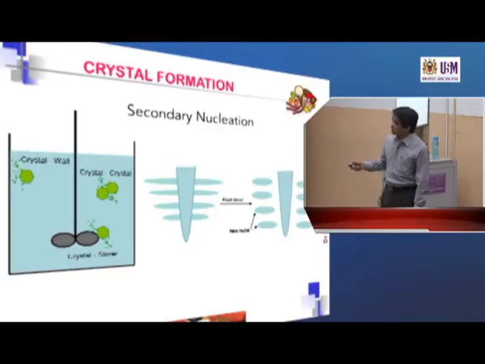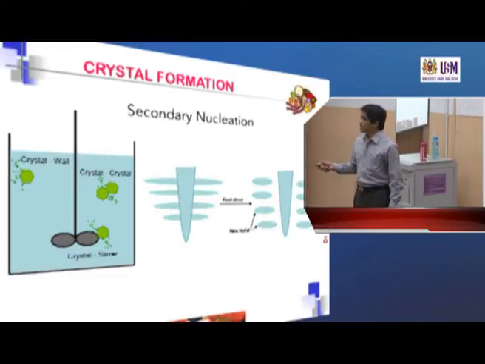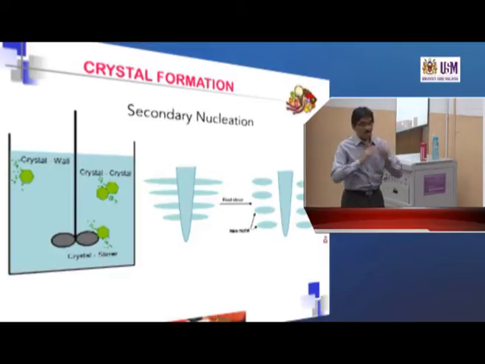So after the primary nucleation, we get the crystal form, but the crystal can break down into more crystal, yeah? Because the crystal can collide or come into contact with the wall of the container, and it will form smaller or more particles. We just break up into more. And each one of these will serve as a new site for the crystal to grow.